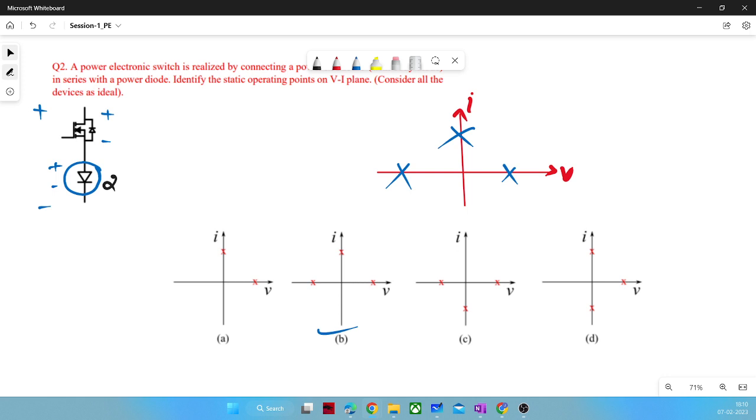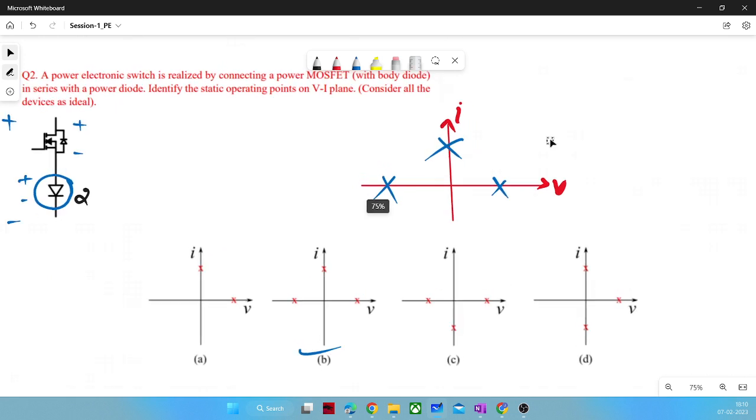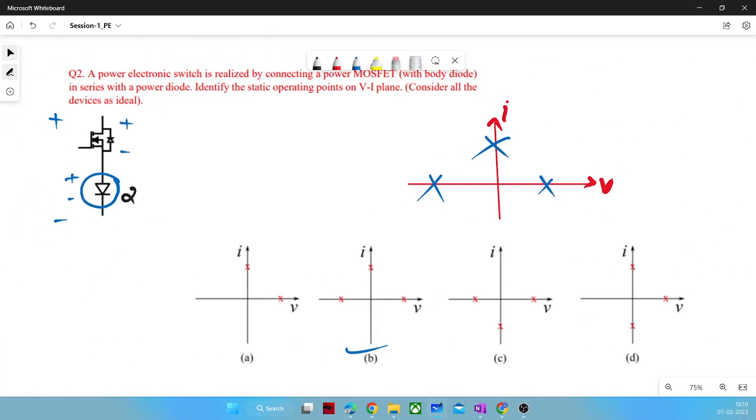Okay. This kind of problem is not there in the week one assignment. I guess it must be there in the week two assignment. I think no, it is not asked. Anyway, this was a good problem based on quadrant operation of switches, so I think you should prepare for this kind of problem. If there is no doubt in this problem, let us move ahead with another problem.